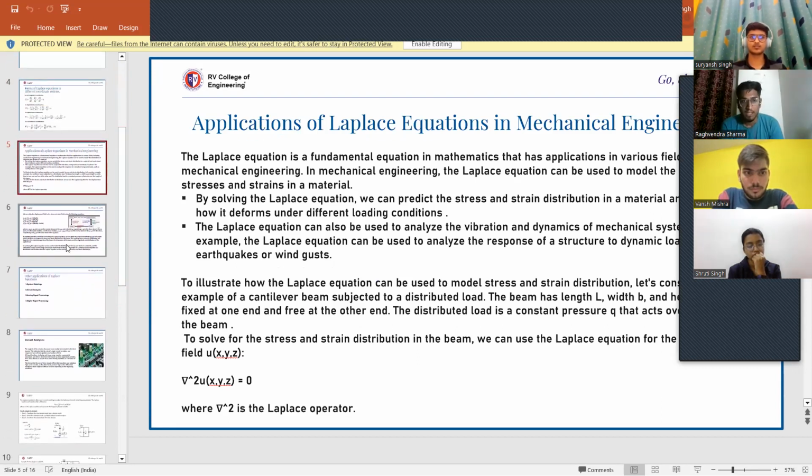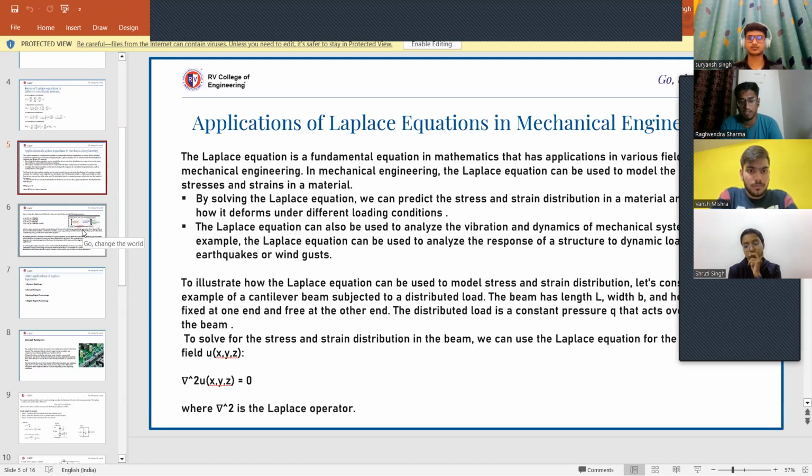So basically, the Laplace equation is a fundamental equation in mathematics, as we have seen earlier, and it has various applications in the field of mechanical engineering. The first application is that it can be used to model the stresses and strains in a material. We'll illustrate how the Laplace equation can be used to model stress and strain distribution.